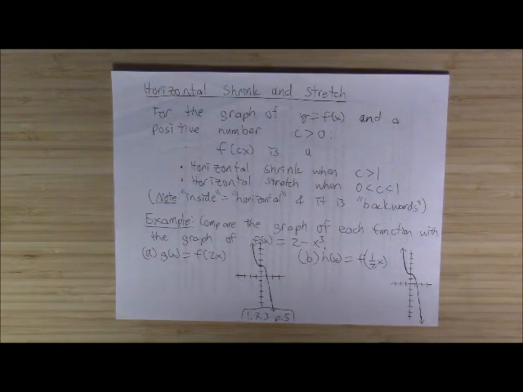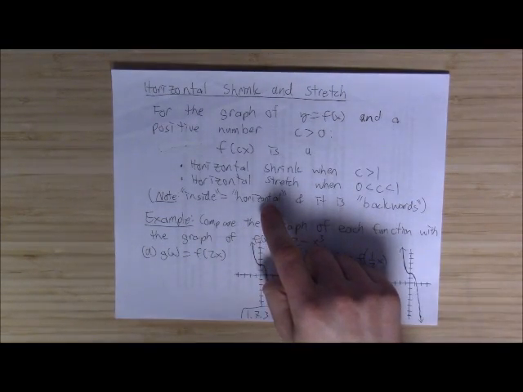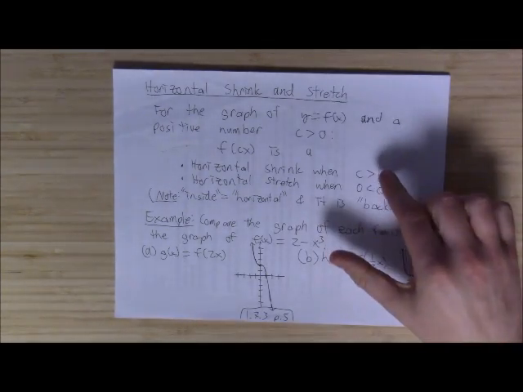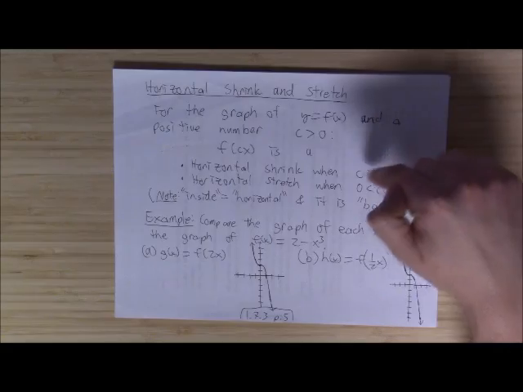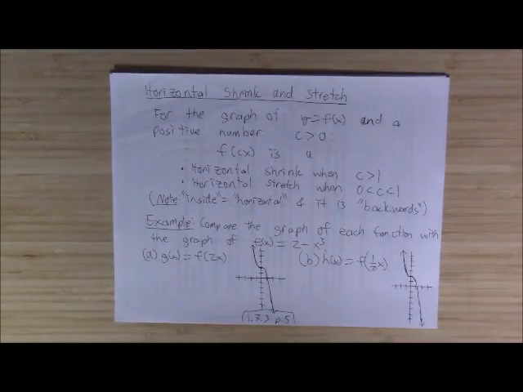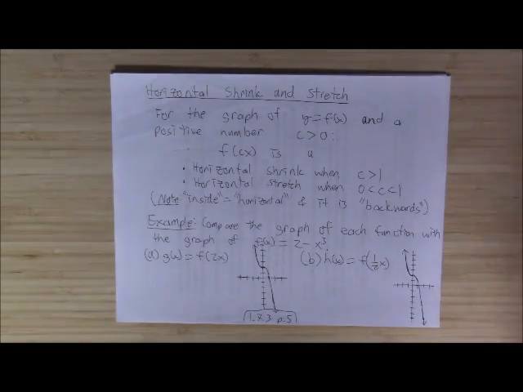All right, moving on, horizontal shrinking and stretching. So for the graph of y equals f of x and a positive number c greater than 0, f of cx is a horizontal shrink when c is greater than 1 and a horizontal stretch when c is between 0 and 1. Again, here we have something happening on the inside, which means it's really happening horizontally. And it's backwards in the sense that before, vertically, c greater than 1 created a stretch, but now horizontally it creates a shrink, and vice versa for when c is between 0 and 1.